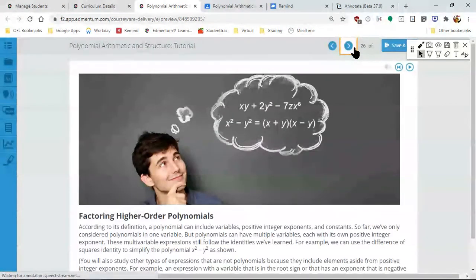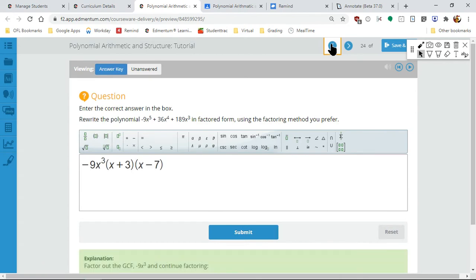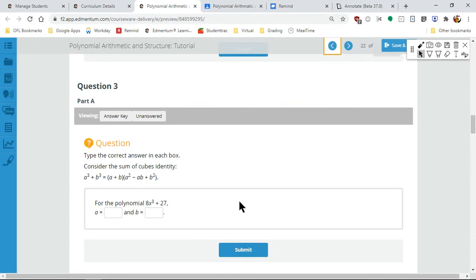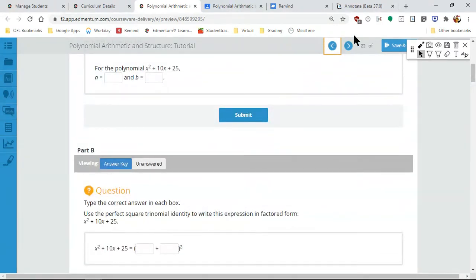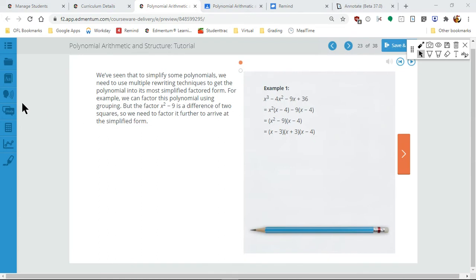Like 28 or something. Well, not even that far. Yeah, so we were on 23. Adventum just hates me right now. Let's just wait for this to load. I'm going to pause the recording while this loads. Well, apparently it's a good thing I paused it because that did take a while to load.